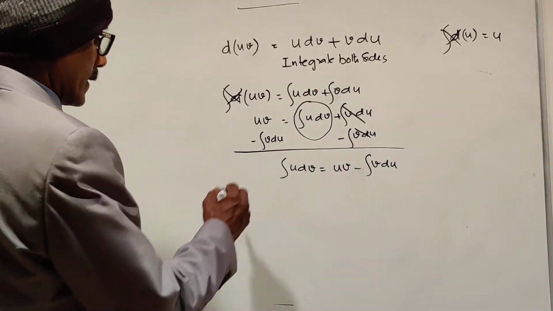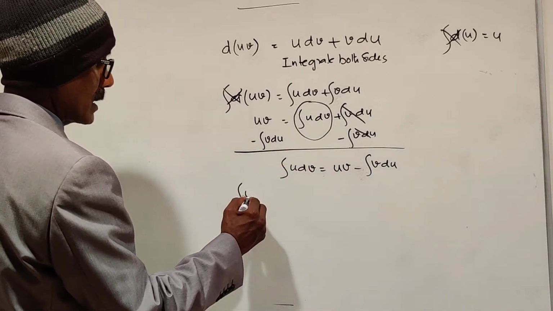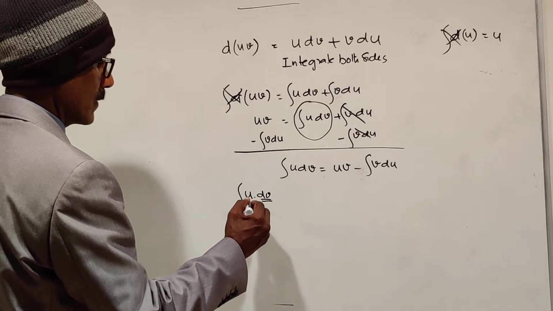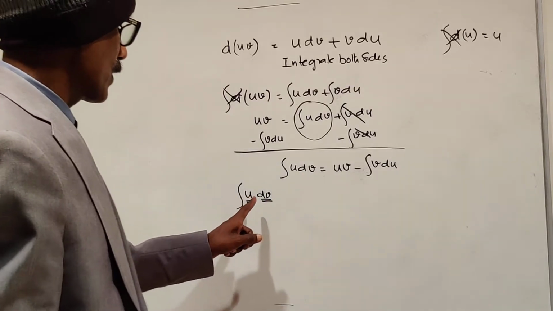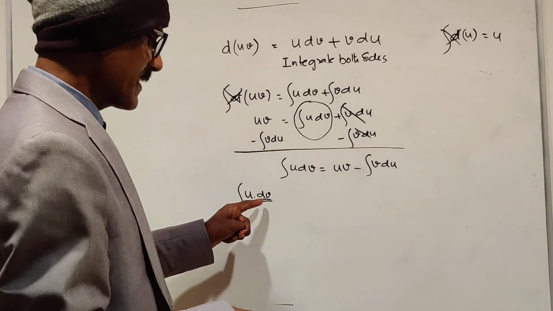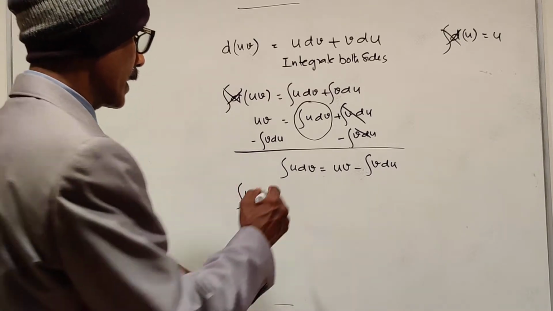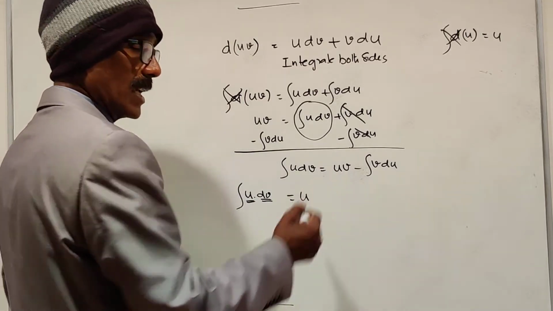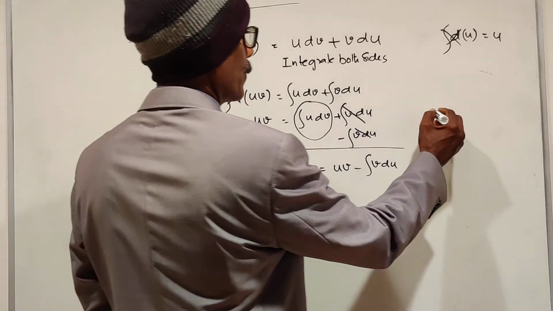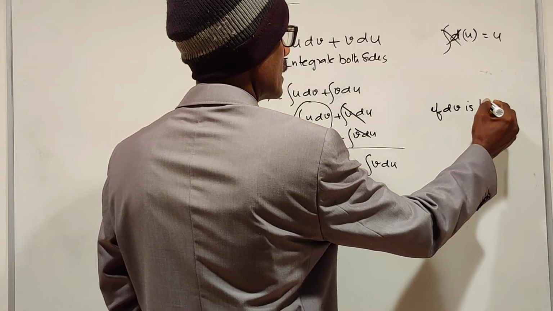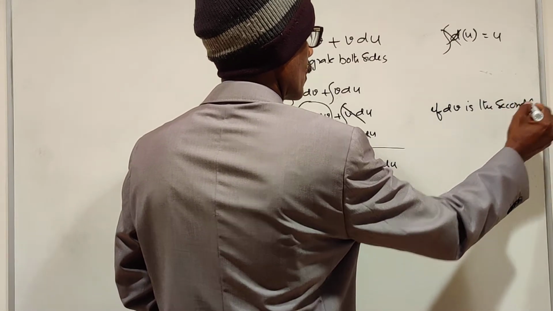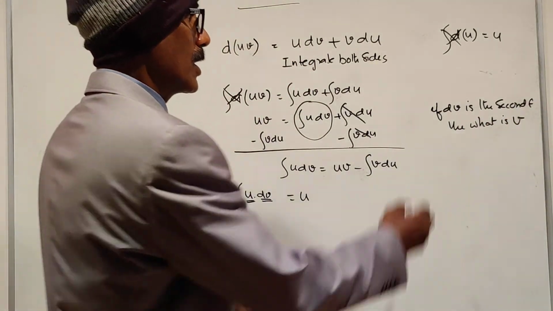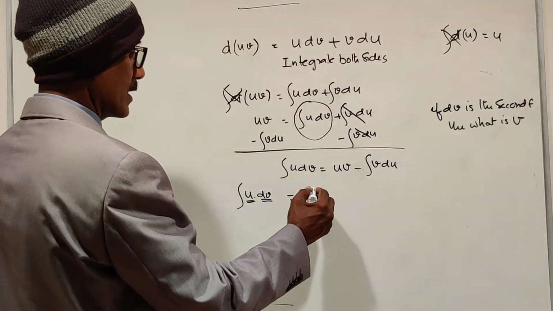Listen: in the integral we have a first function and a second function. Suppose the second function is dv and the first function is u. We know the first function is u, and I am going to consider dv as the second function. Then, if dv is the second function, what is v? The integral of dv is v, right? So v is the integral of the second function.